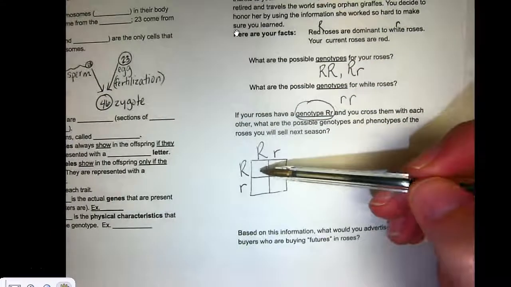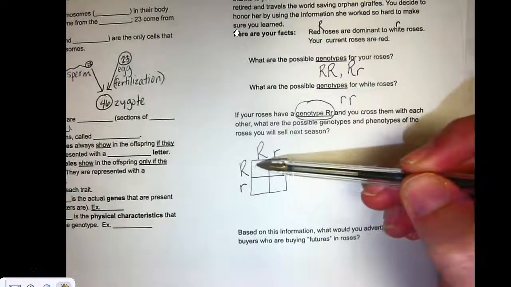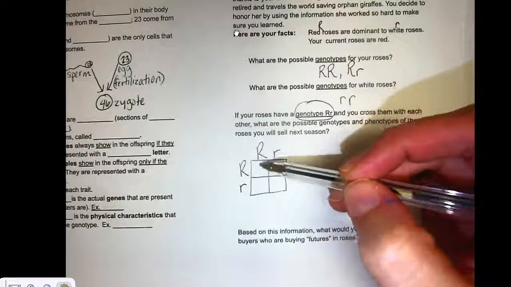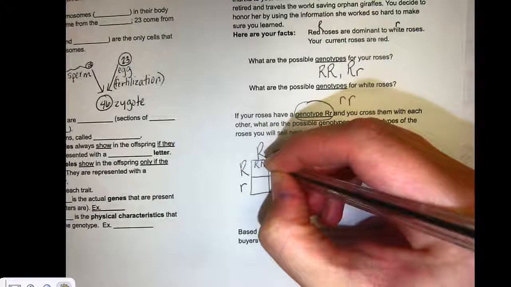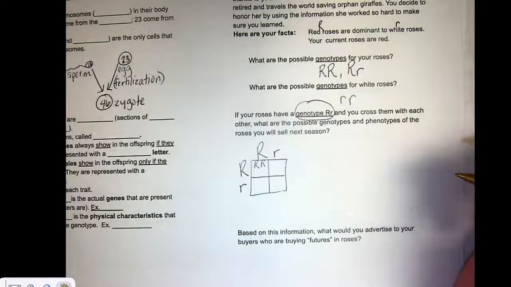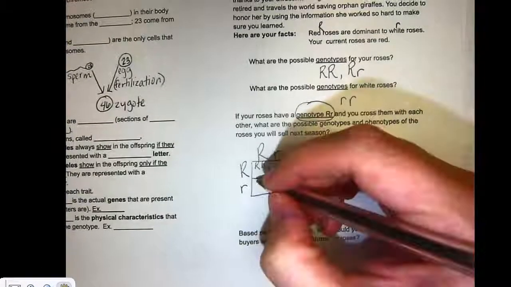Alright, so in this possible offspring, they would get a capital R from the top and a capital R from the side, just like a little grid. Okay, so they get 2 big R's. So what color are those roses going to be? Okay, they're going to be red.